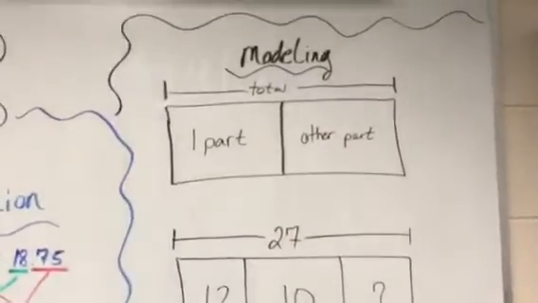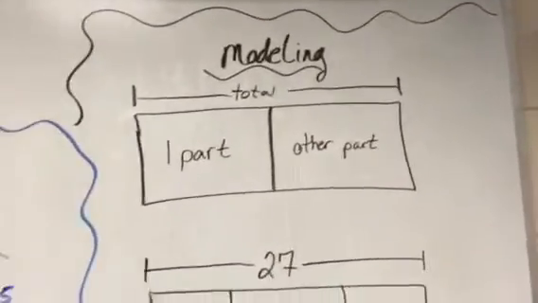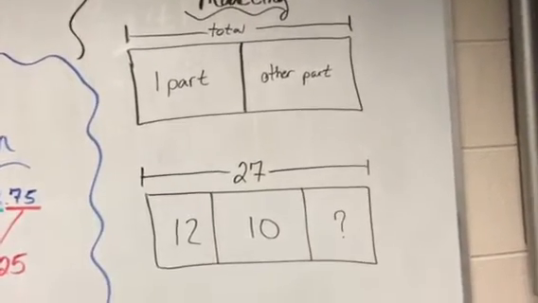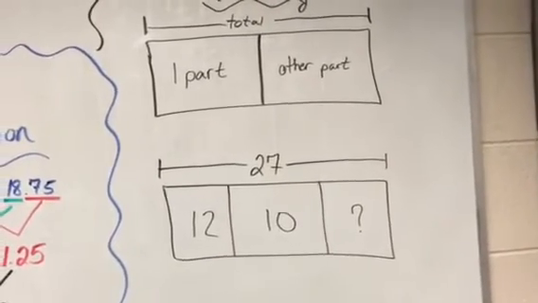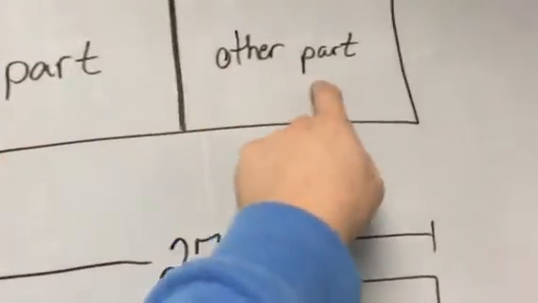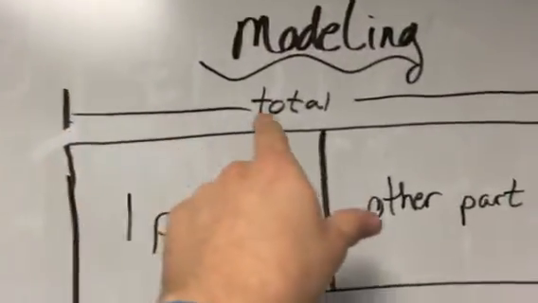The next part is modeling. This is the type of graph that I'm looking to see. This is what the book likes to use. It's really simple and it's really easy to understand. Everything in here, everything inside the box is going to be a part. And then the line across the top says what the total is. So here's an example.